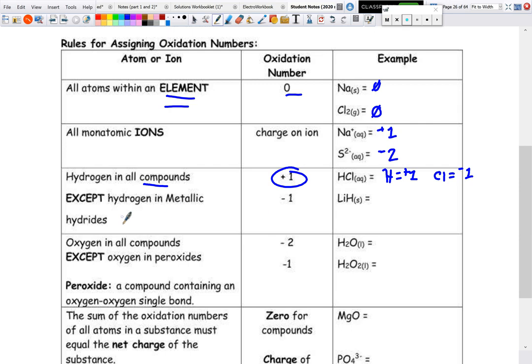Now for our metallic hydrides, like lithium hydride, in this case hydrogen is the more electronegative atom, so it is going to get its charge. It's going to take the electron, so lithium is going to be a positive 1. Also, it is a monoatomic ion, so that's why it's going to be positive 1. In this case, hydrogen is going to equal negative 1.